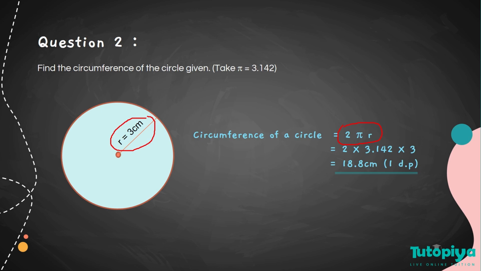So with 2 pi r, you can substitute r is equal to 3 centimeters here. So 2 multiplied by pi, which is 3.142, multiplied by 3. When you use the calculator, you get 18.8 centimeters to 1 decimal place, which is the length around this circle.